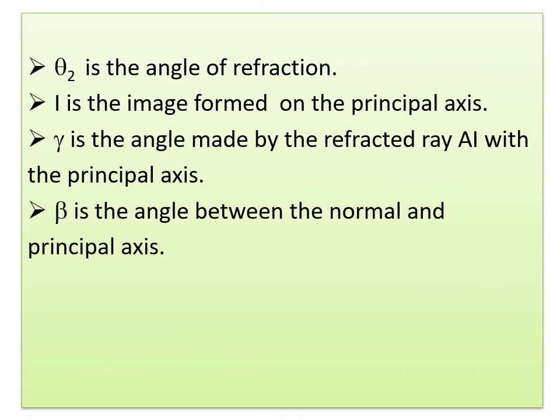Theta 2 is the angle of refraction. I is the image formed on the principal axis. Gamma is the angle made by the refracted ray AI with the principal axis. Beta is the angle between the normal and the principal axis. Children, whatever explanation I have given in the picture, I have written point-wise. So once again, go through all these points, children.